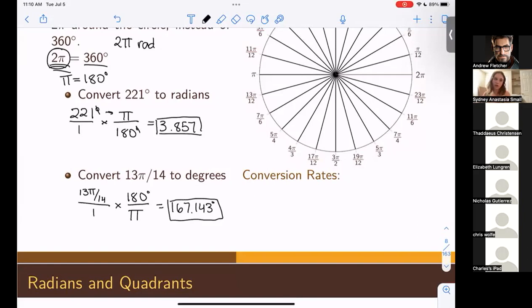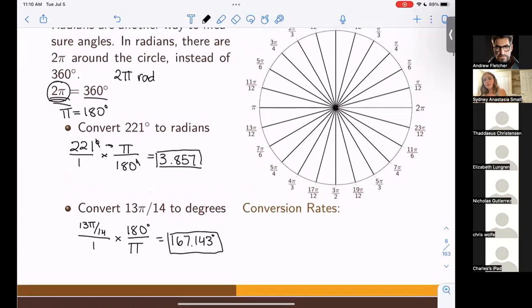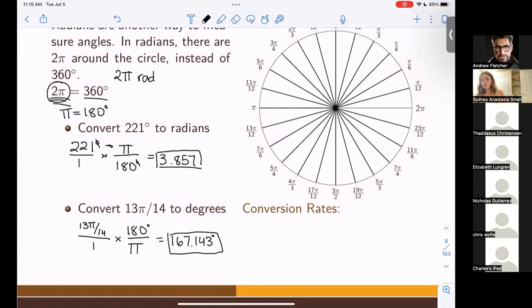Are there any questions on how I did either of these? Cool. And just to make it very clear, all we used is the conversion rate that pi radians is 180 degrees. That is all you need to do these conversions.